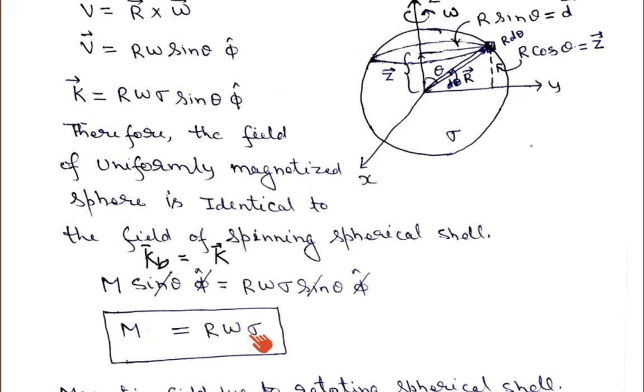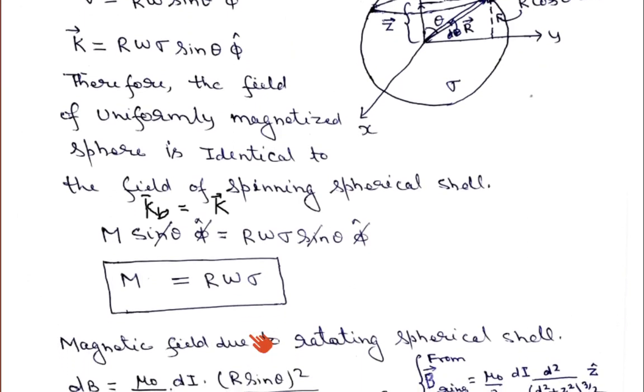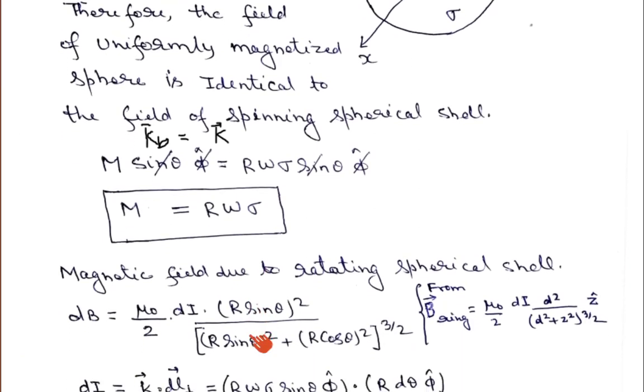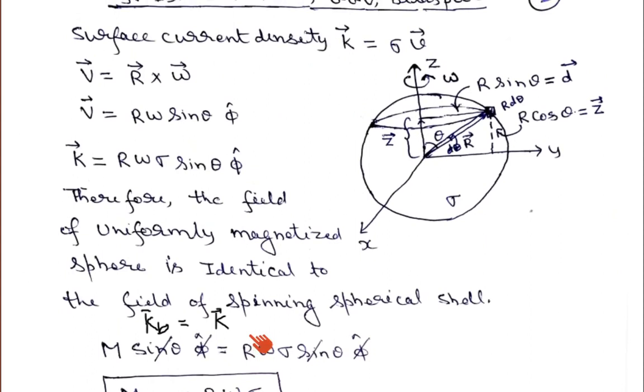Okay, now we have to find out the magnetic field inside the sphere or outside the sphere. In order to find the magnetic field inside or outside of the sphere, we will draw a small circle on the sphere of thickness r d theta.